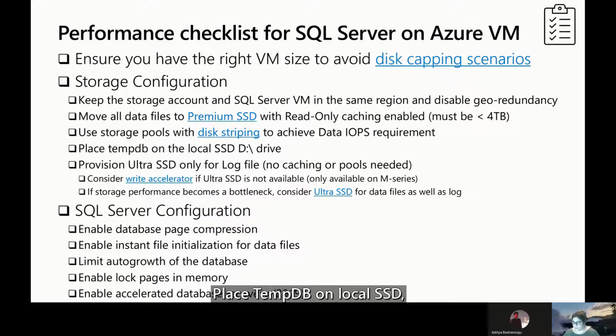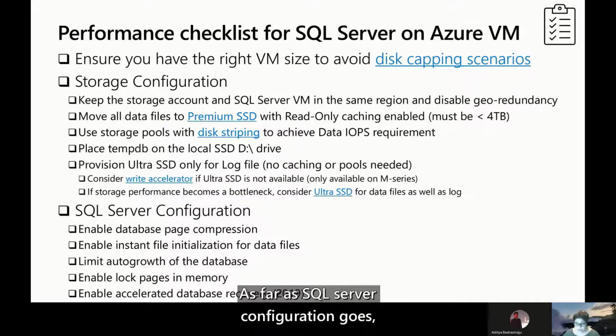Place TempDB on local SSD, provision Ultra SSD only for the log file. There is also something called Write Accelerator. So if you're not able to use Ultra Disk, but you need more of a boost in performance on the log drive, you can try Write Accelerator. The thing with Write Accelerator is it's only available on those M series VMs. So unless you're using an M series VM, that might not be an option.